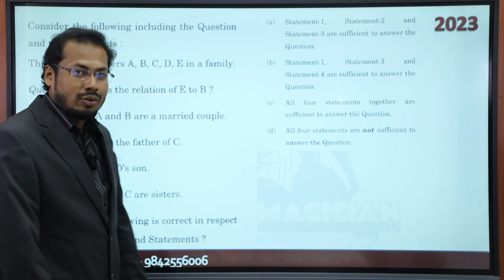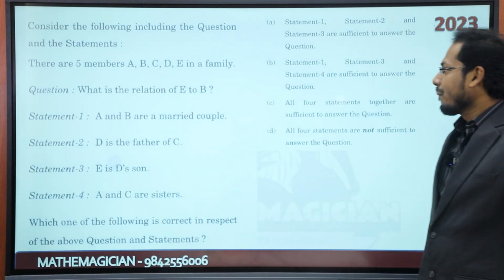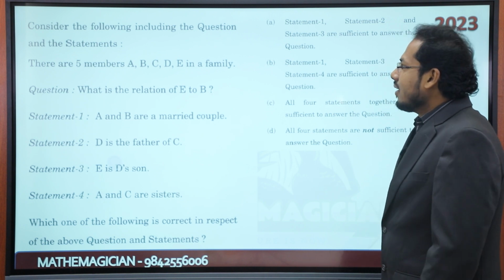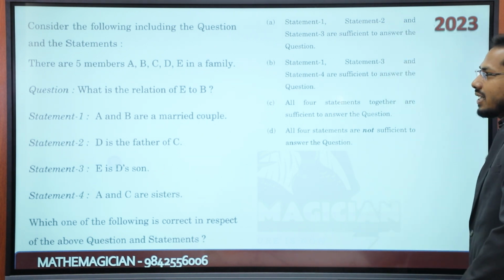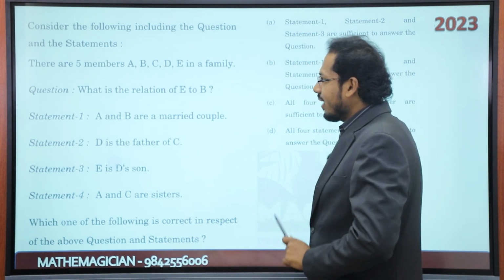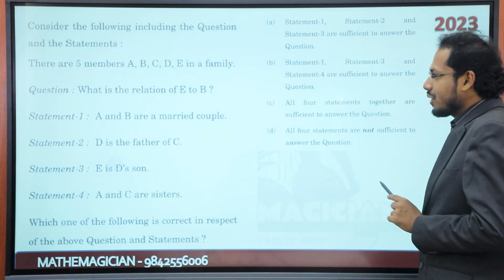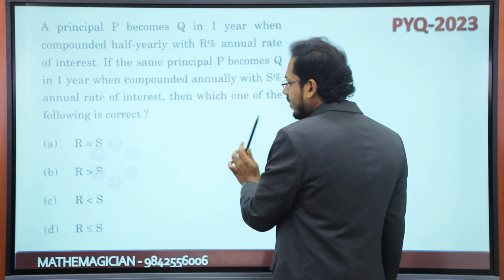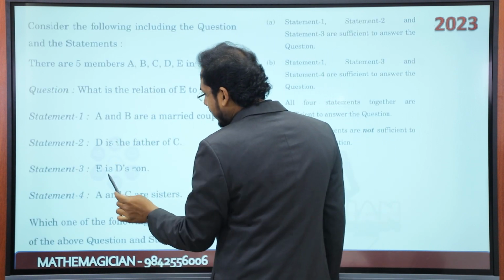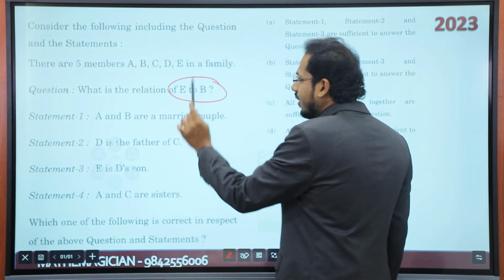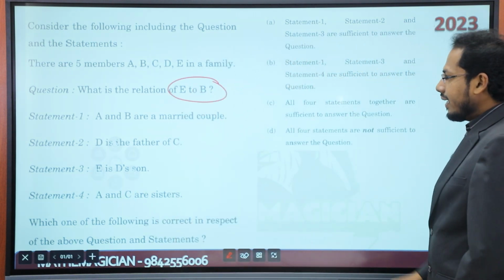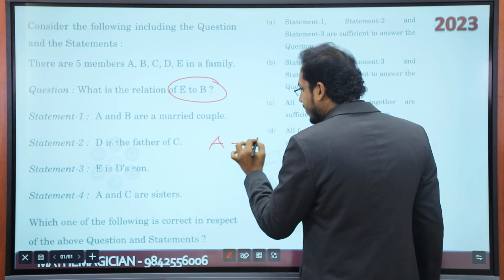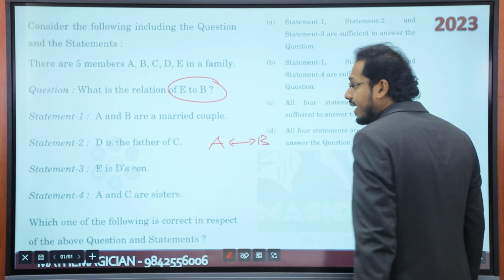Okay, so there is one more question based on blood relation. Consider the following questions and statements. There are 5 members in a family. Question: what is the relation of E to B? Statement 1: A and B are a married couple. If I say that A and B are a married couple, can you get the answer?